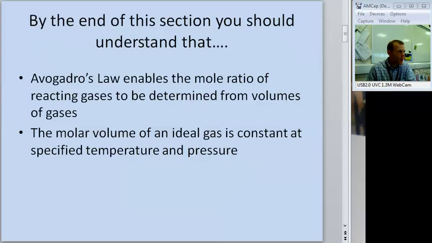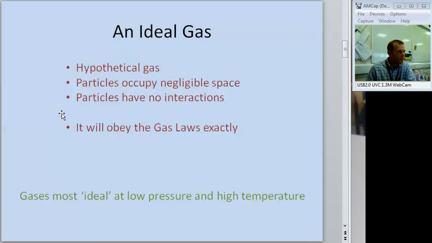This session is all about reacting masses and volumes. There's the statements from the course guide, and really we're going to be looking at using these to solve some calculation questions. But before we start, we need to check we understand what's meant by an ideal gas.